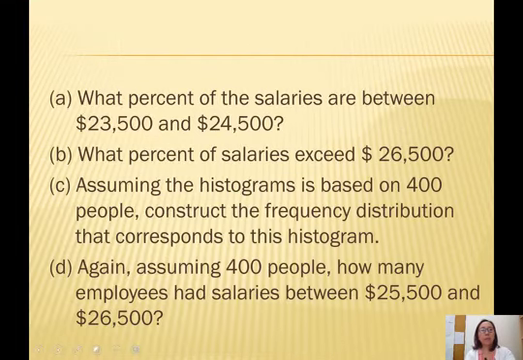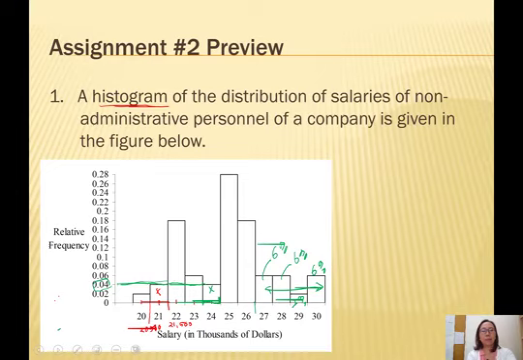All right. Now here's a big question. Question C. Assume the histogram is based on 400. Construct a frequency distribution that corresponds to this histogram. Now what it's giving us is your total N. Okay? So that's going to be the total N. So the question is, can you create a table that this graph represents?